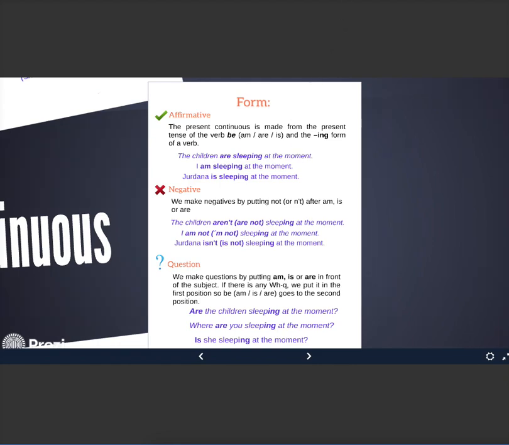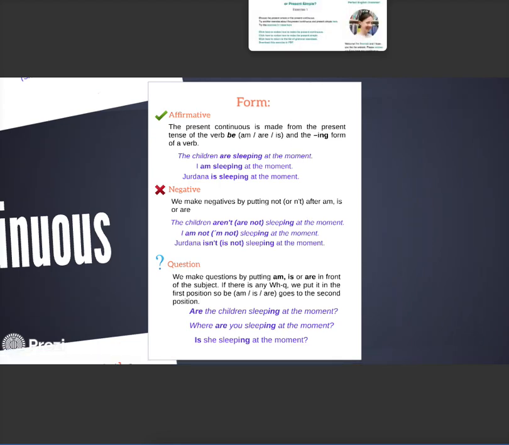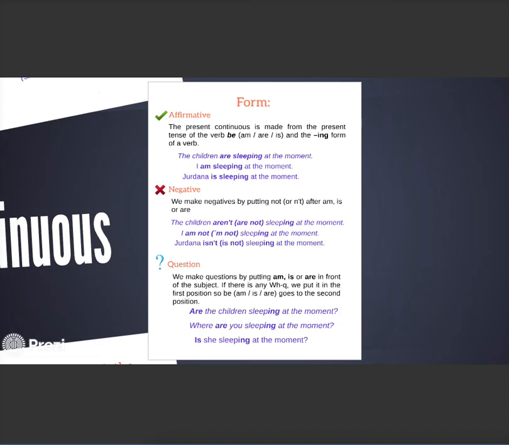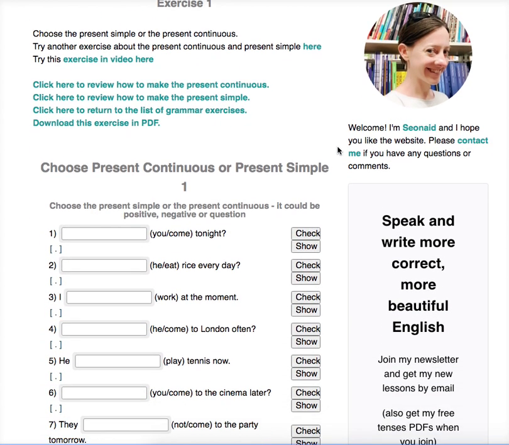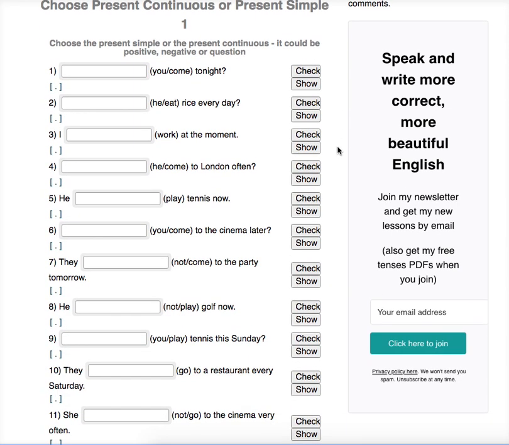So, my dears, what are we going to do? As usual, I am going to be showing you some exercises and you are going to be doing it, okay? So, one by one. Look at this. What are we going to do? In this point, you are going to choose or to complete with present simple or present continuous. It can be positive, negative, or questions, okay? So we are going to do it.